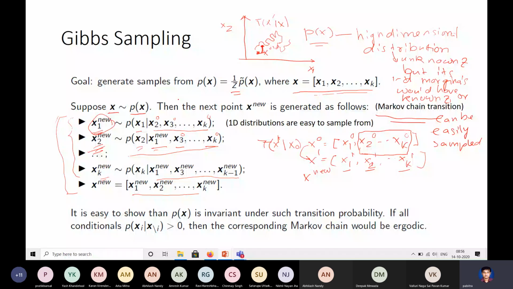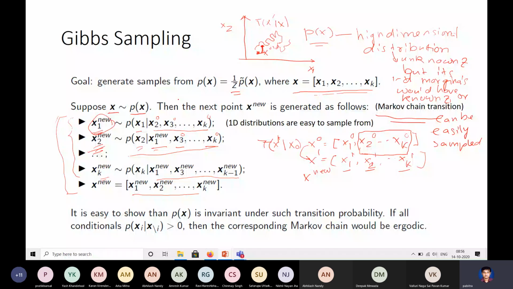This takes many sub-steps. Second, you cannot parallelize the sub-steps because until you have generated x1 new, you cannot generate x2 new. Until you have generated both x1 and x2 new, you cannot generate x3 new. So you cannot parallelize, you have to do them sequentially. You cannot accelerate by using parallel computing. So these are the problems. The main problem is that it has a long burn-in phase and also exploration is very slow.